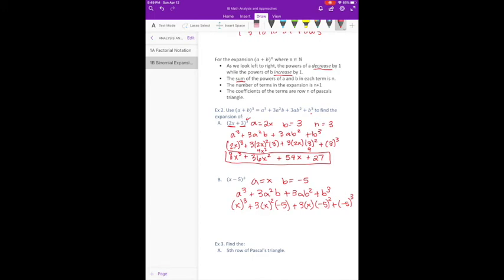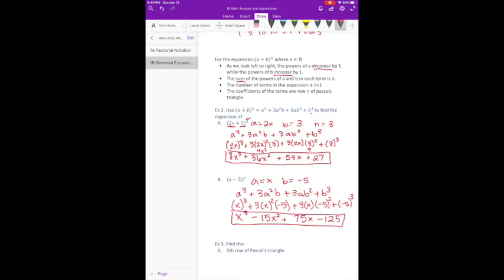All right, so x cubed is just x cubed plus 3 times negative 5 is negative 15, so really I should do a minus there. Minus 15x squared. And then negative 5 squared is going to be positive 25 times 3, 75x. And then negative 5 cubed is negative 125. So that's our expansion of x minus 5 to the third.